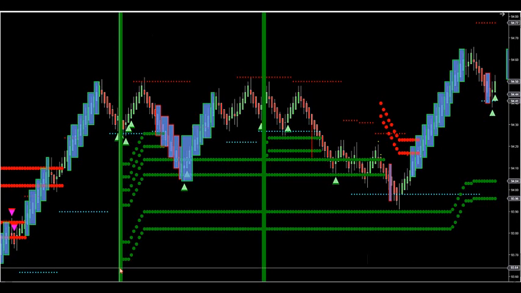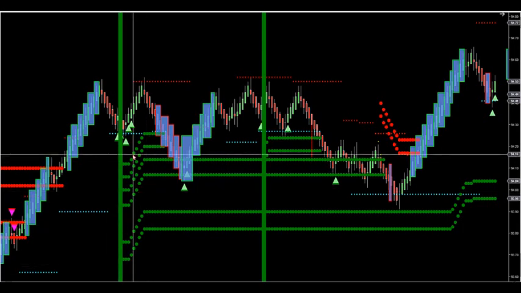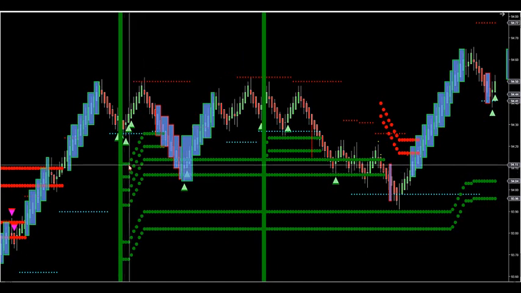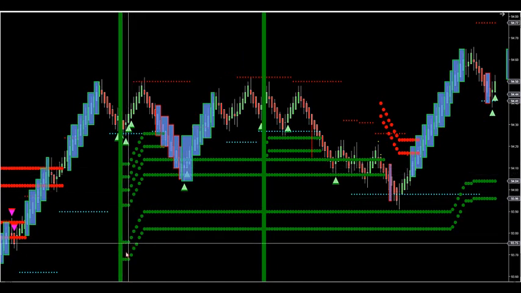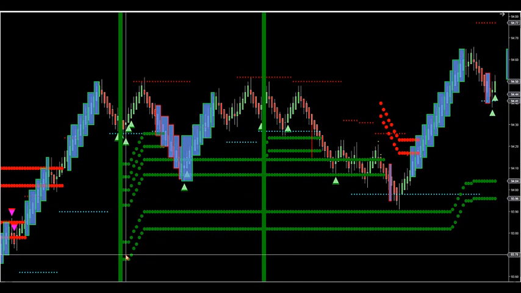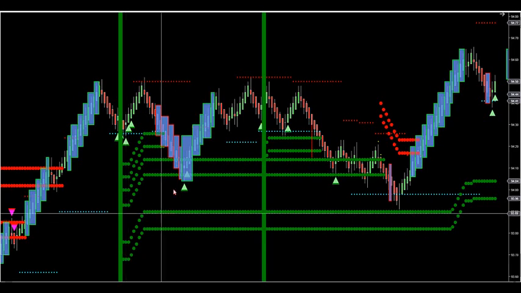So let's take a look at this one. Here is 1313. This is when momentum came into the market. There's my shallow zone turned 2 green dots, my intermediate zone turned 10 green dots, and my outer zone turned 2 green dots. That told us we had momentum.